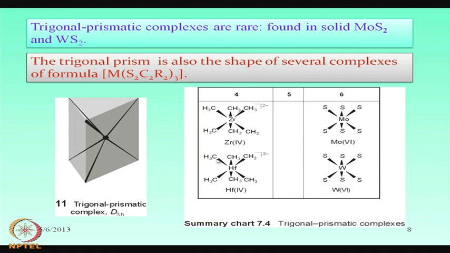Similarly, here also the methyl groups are there, which are small. So, metal-methyl, so metal-carbon bonds are there. So, 6 such methyl groups surround hafnium and 6 methyl groups surround zirconium, also giving rise to trigonal prismatic complexes.